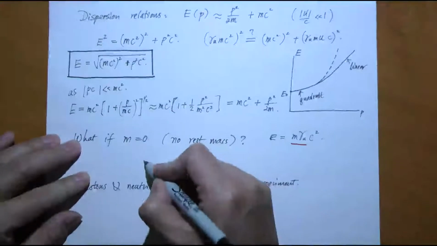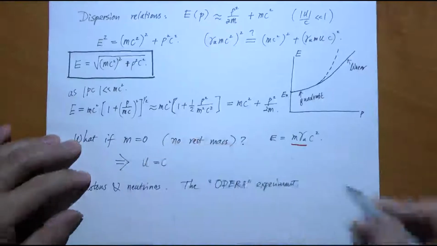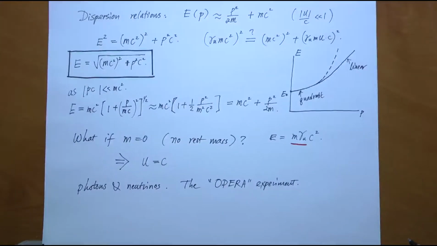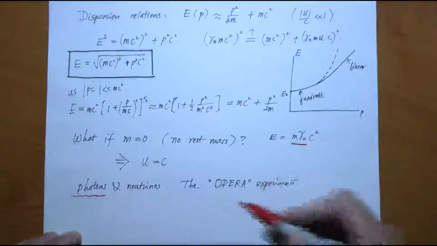Okay, so that means u is equal to c for this particle to exist at all. So can we think of a particle whose rest mass is zero and it travels at the speed of light? Yes, the particles of light themselves are just like that. Particles of light, of course, travel at the speed of light.